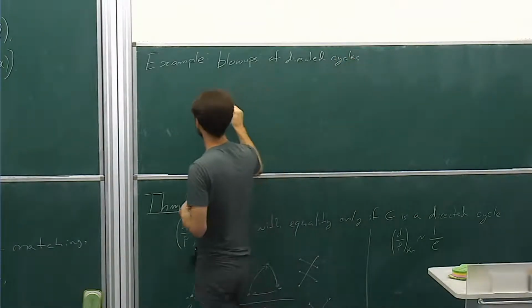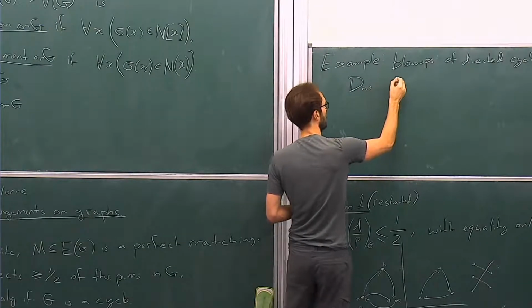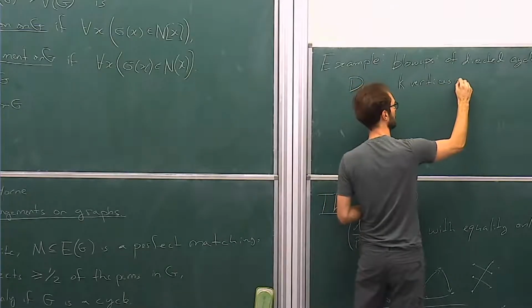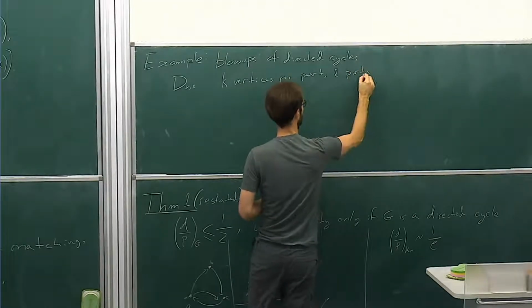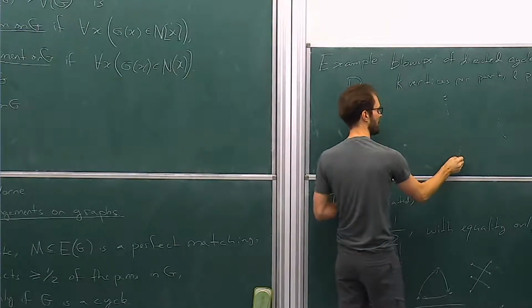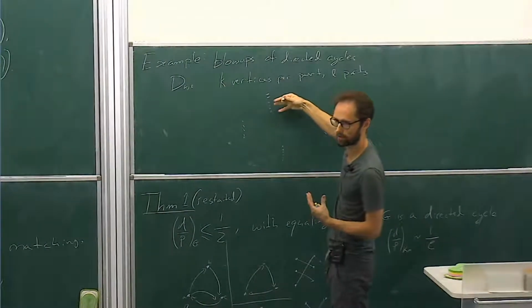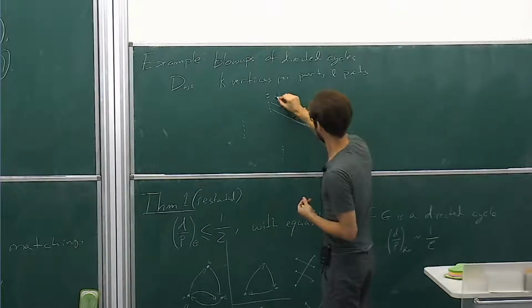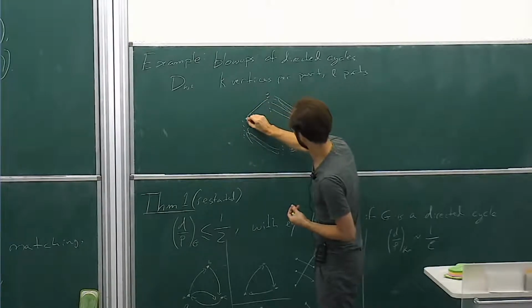So there's a blow up of a directed cycle. I'll say D sub k comma L has k vertices per part, and L parts. So what we have are some parts with k vertices each, and they're ordered 1, 2, 3, 4, corresponding to the vertices of a directed cycle, and then it's complete from one part to the next. Like this.